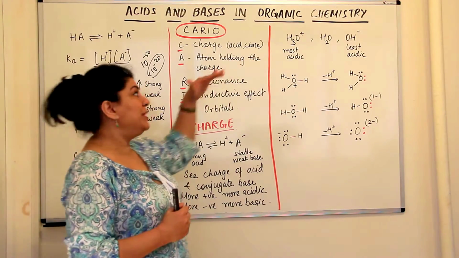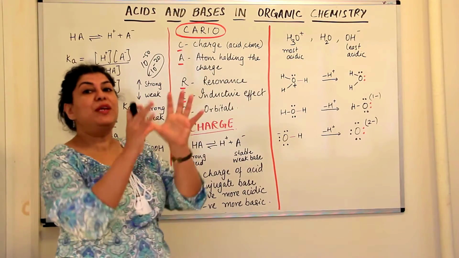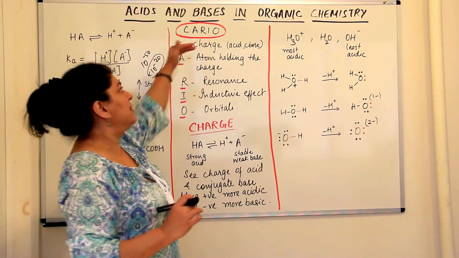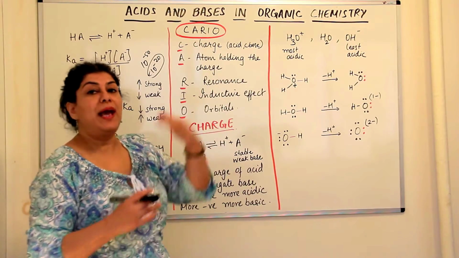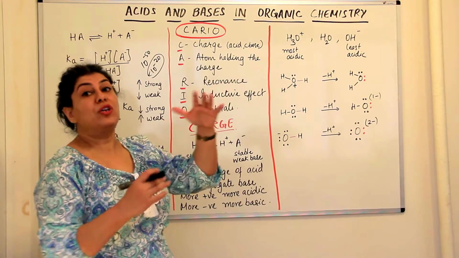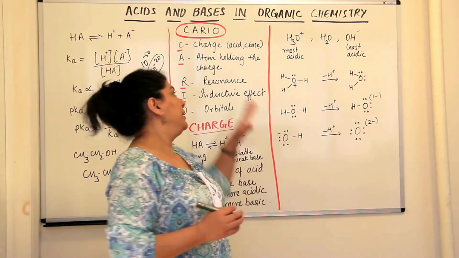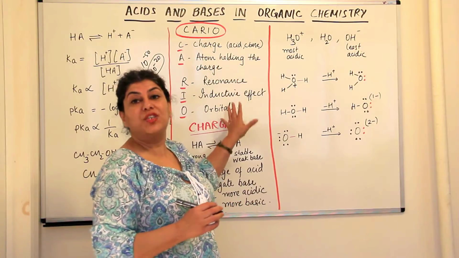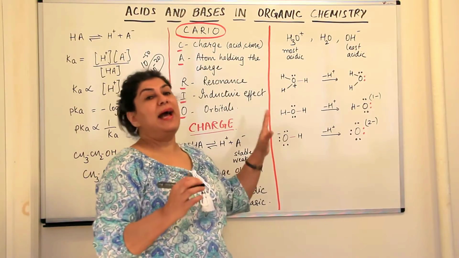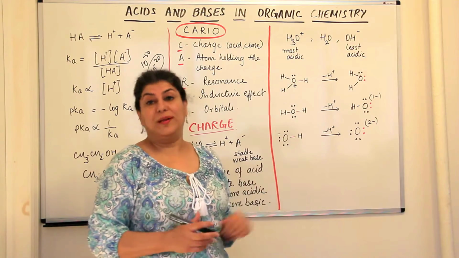You have to follow the steps CARIO. As soon as you look at the molecules, these are the steps that mentally you start following, and you start ruling out which one, or selecting which one is a stronger acid and which one is a weaker one on the basis of these points. So now we'll handle these points one by one.